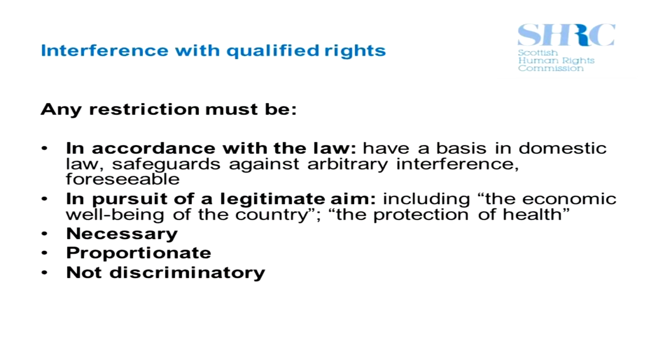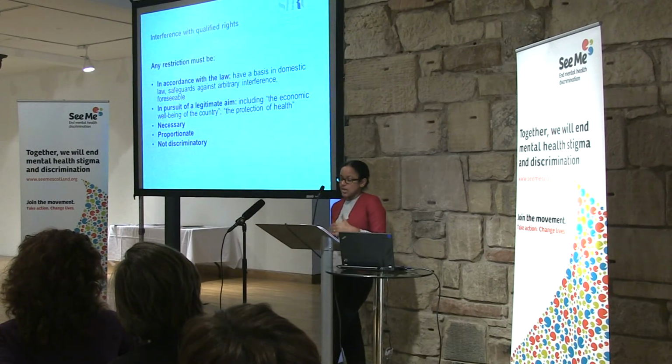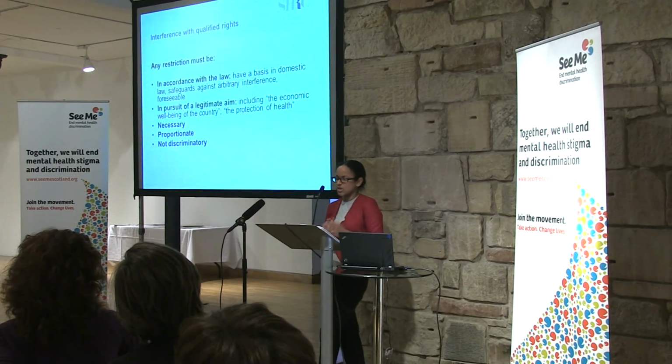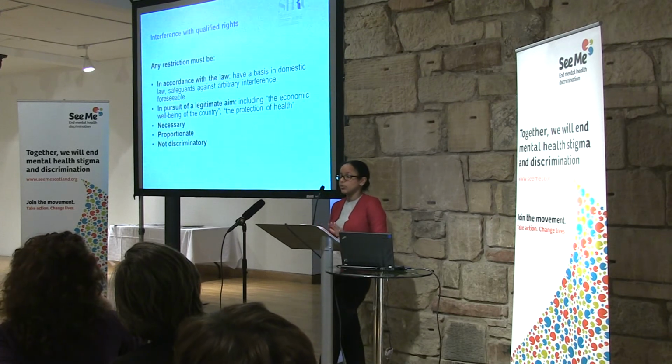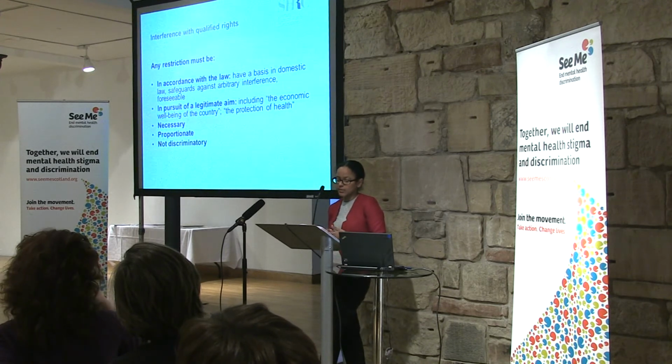It has to meet certain criteria if your rights are going to be restricted. So there has to be a law underlying it, which is about the idea that it's foreseeable. You know when your right can be restricted. You know that it's possible that it can happen, and there are safeguards against it happening at random, essentially. It must be for a legitimate aim, and those aims are set out in the Convention, but they include things like the economic well-being of the country, and that means that there's scope for decisions to be made on the basis of resources to an extent. It also includes aims like protection of health. The restriction of your rights must be necessary, it must be proportionate, and it must not be discriminatory.